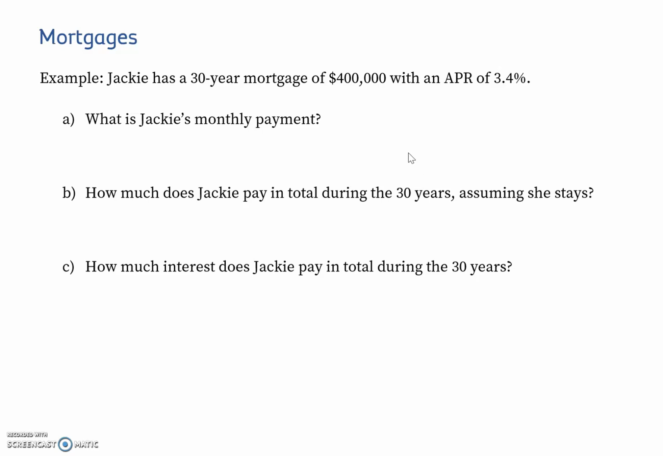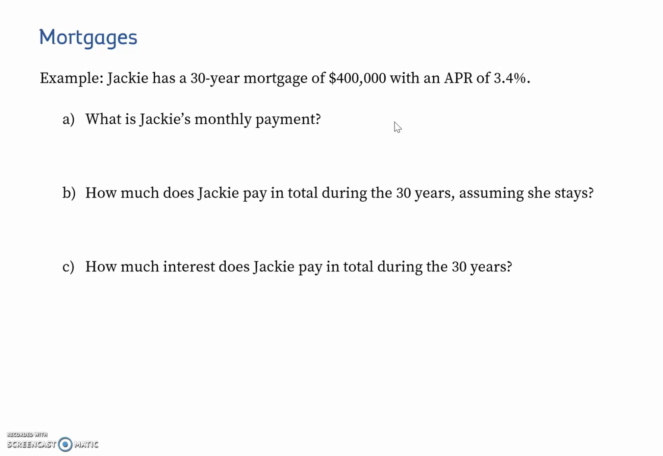Jackie has a 30-year mortgage. 30 is a very standard length for mortgages. You will also oftentimes see 15-year mortgages, and then you have other lengths that are less common, but 30 is probably the most common. The mortgage is for $400,000, which basically means in this case, we're not looking at things like making a down payment, which is a big lump sum you make at the beginning to cut down on the cost of the home.